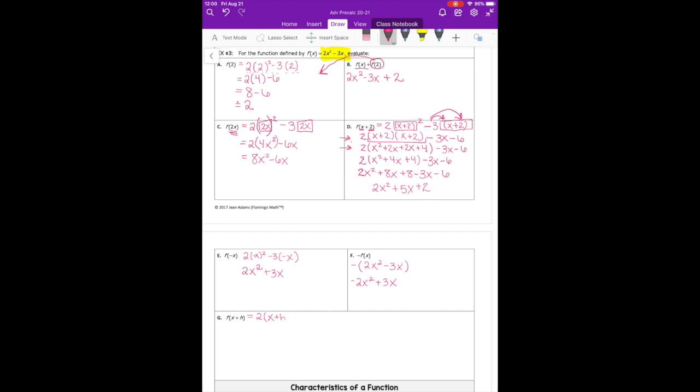Just like before, everywhere there is an x, I am subbing in x plus h. I'm going to use my trick that I taught you in D. So the first term squared is x squared. The last term squared is h squared. And to find my middle term, I'm going to do x times h and double it. So it's 2xh.